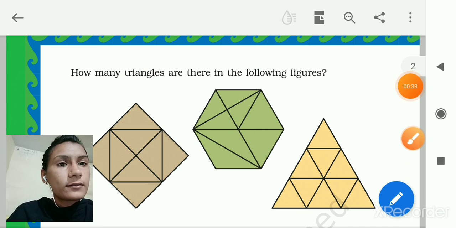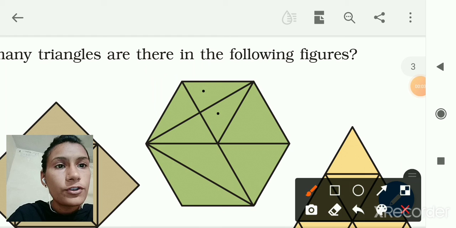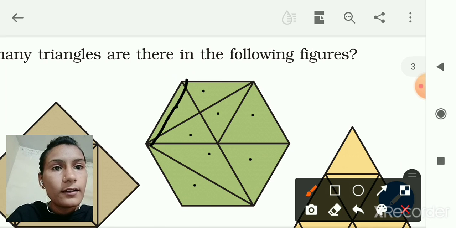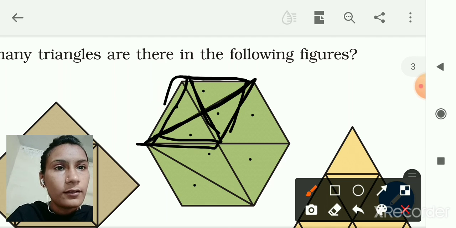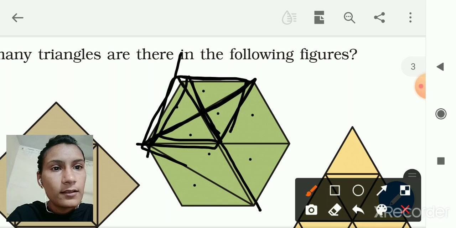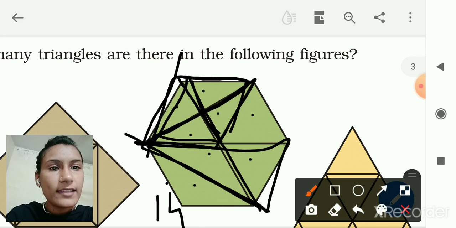Then these figures, let's count. 1, 2, 3, 4, 5, 6, 7, 8. 8 triangles are there. Now more triangles also are there. 9, 10, 11, 12. Then this 13 and 14. So how many triangles are there? Here 14 triangles are there.